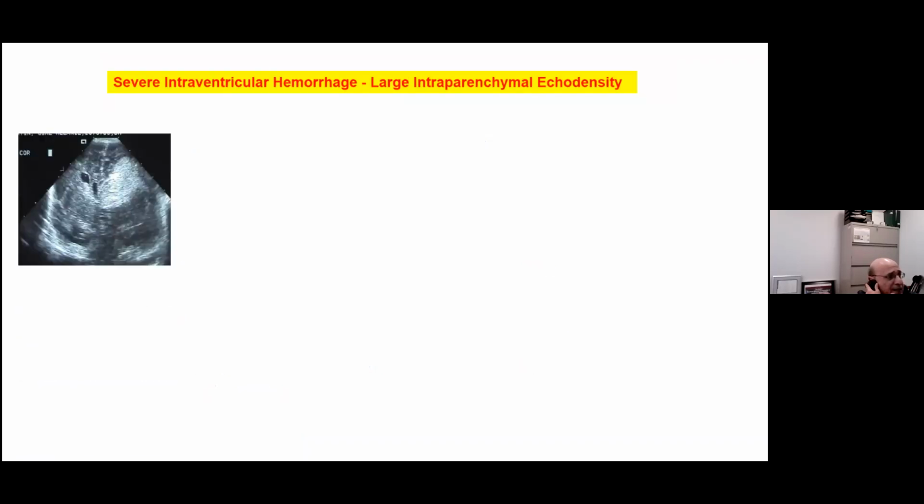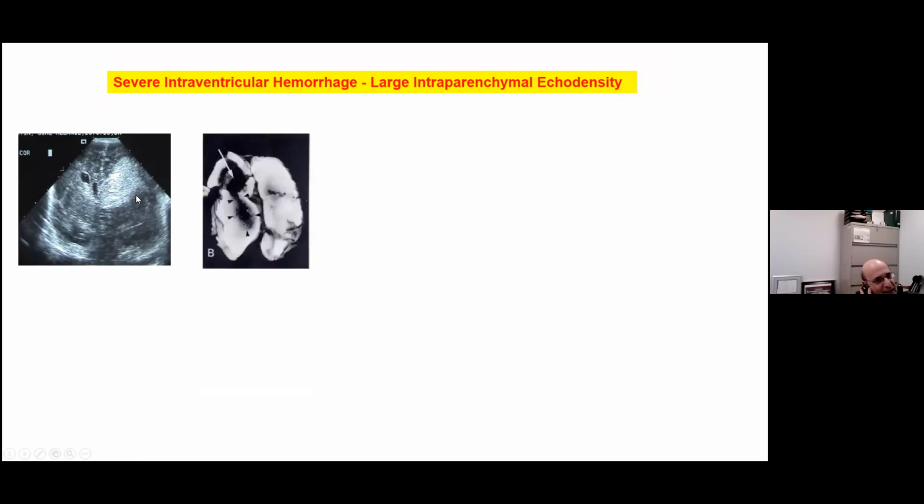So what is the lesion that I'm talking about? Clearly, this is your germinal matrix on the left. By the way, coronal view, just to remind you, this is blood filling the ventricle. And you can all see this very large intraparenchymal echo density. We used to say if it's bigger than your thumb, that's a large intraparenchymal echo density.